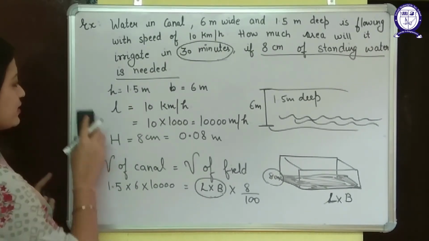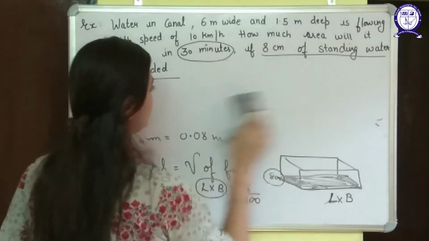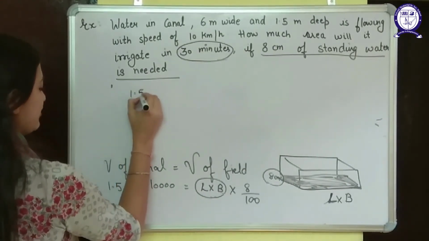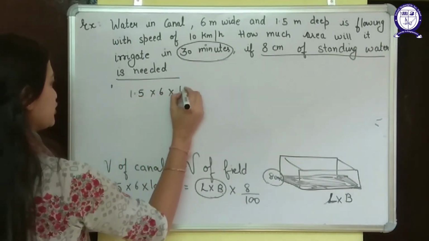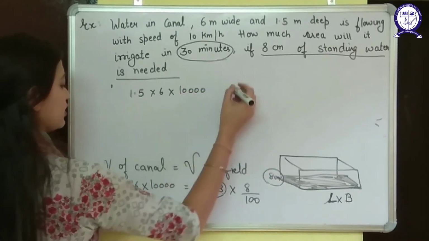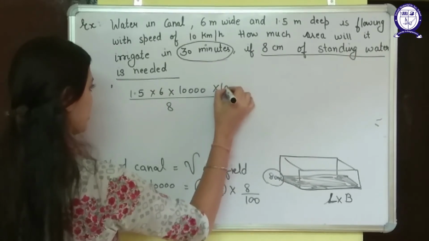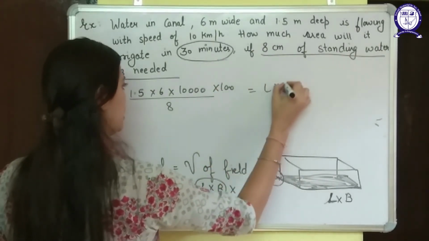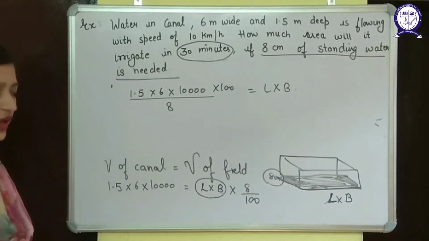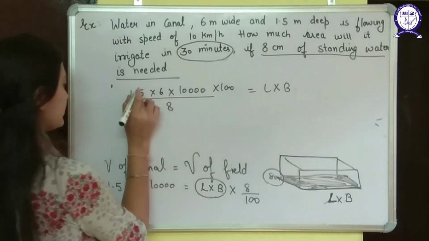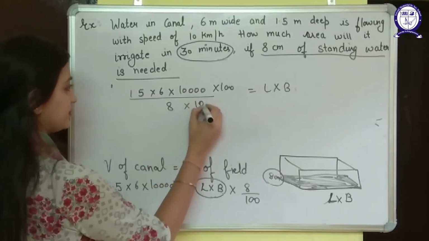So let's find it. This is my 1.5 into 6 into 10,000 upon 8 into 100 equals L into B. This 100 will go in the multiplication and this 8 will come in the denominator. Now removing this decimal, I will get a 10.